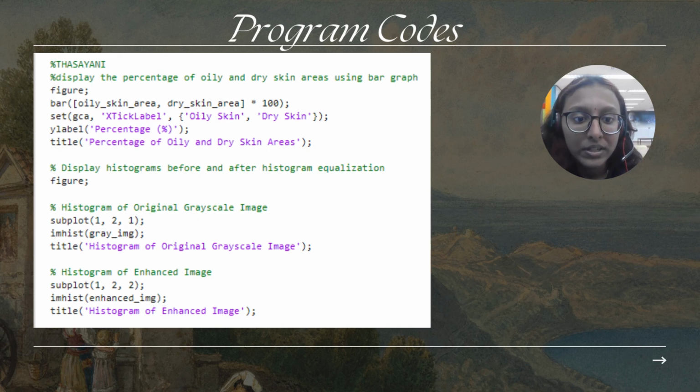The original histogram shows the distribution of pixel intensity values in an unprocessed grayscale image, while the enhanced histogram displays the more spread out and uniform distribution of intensities after histogram equalization, indicating improved contrast in the enhanced image. This visualization helps in understanding the effectiveness of the image processing techniques.